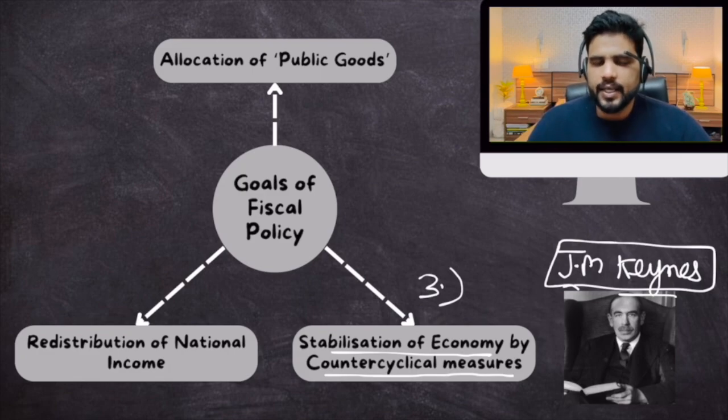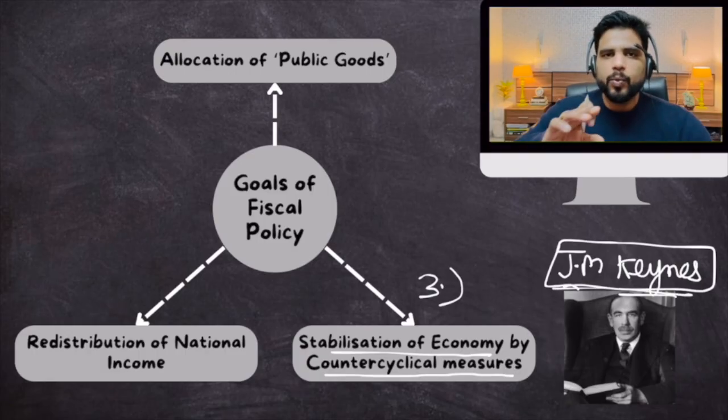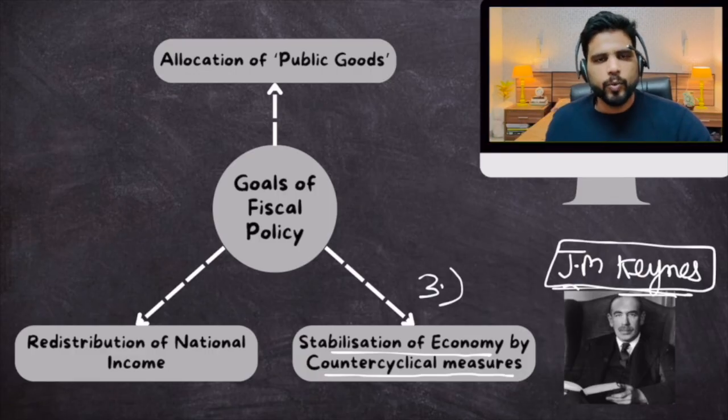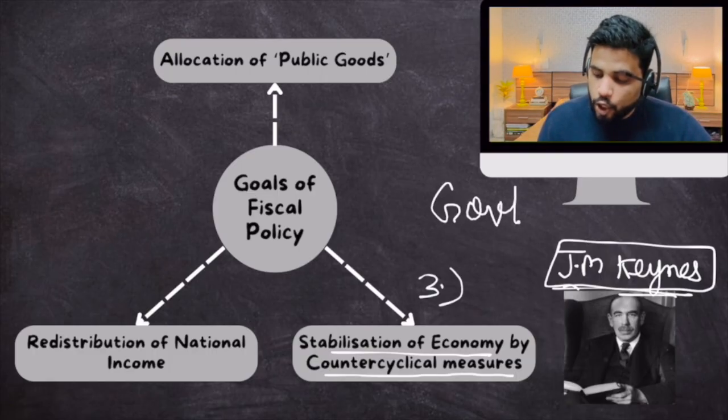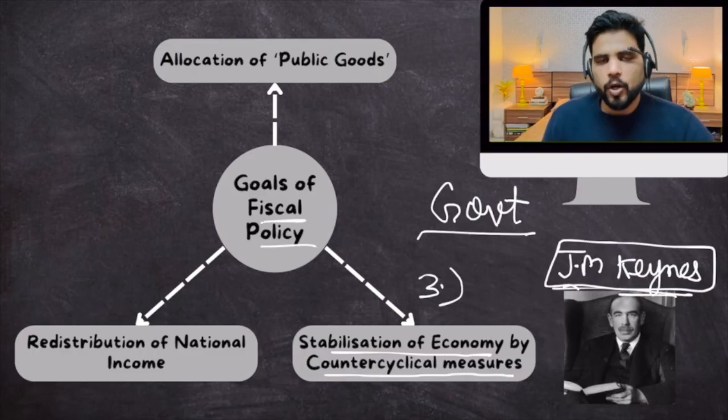Before John Maynard Keynes, economics was microeconomics only. But it is because of the interventions made by John Maynard Keynes that we created a separate branch of economics that is called macroeconomics. And within macroeconomics, government plays a huge role. And government plays that role through fiscal policy.